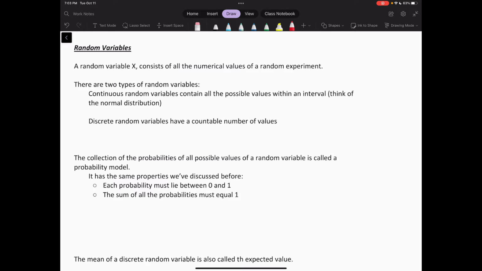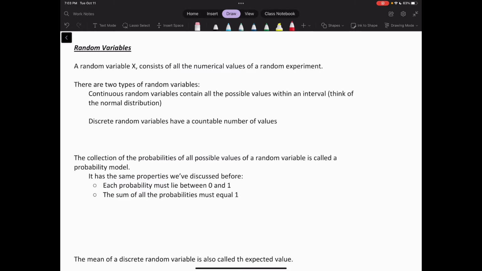A random variable, which we often use the symbol X, the capital X, consists of all the numerical values of a random experiment. So if you perform a random experiment and you get some numerical value out of it, that is a random variable, right? So for instance, let's say that we roll a six-sided die, a single die. The random variable could be the number that we land on, because that's a numerical output from a random experiment. Okay, so there are two types of random variables.